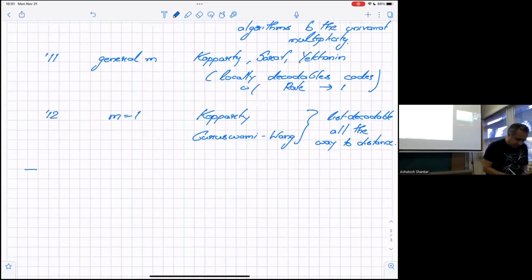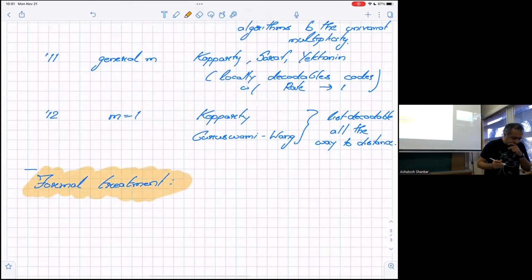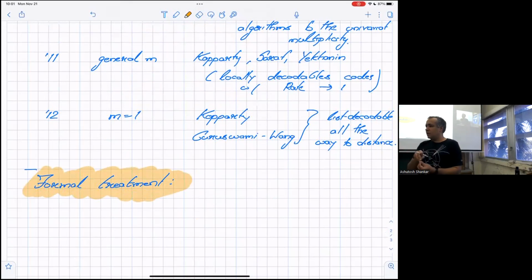So let's begin with the formal treatment of multiplicity codes. By almost a definition, we are going to be interested in the multiplicity at a point: how many times does the polynomial vanish at a particular point? Notice this is not a new concept to us. We have already seen this when we did the Guruswami-Sudan algorithm. We introduced the notion of multiplicities.